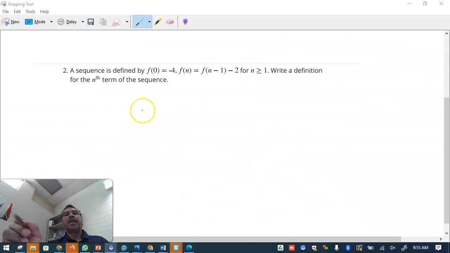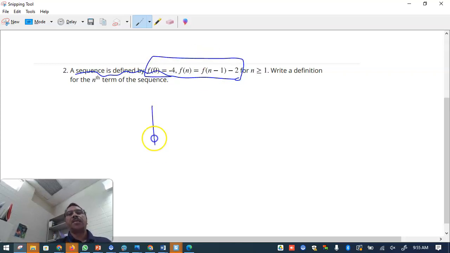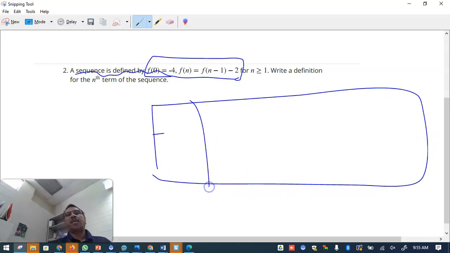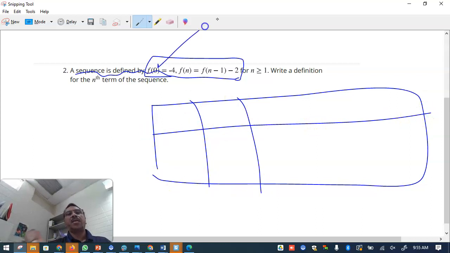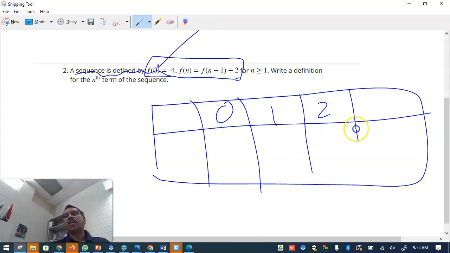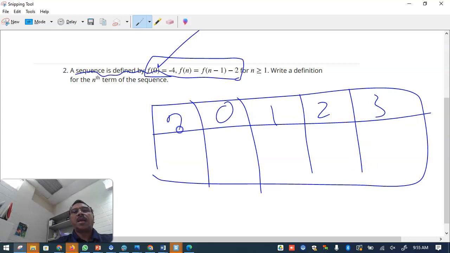So let's go to the second one. Yet another practice example. A sequence is given, doesn't say what, but just by looking at it, you know the sequence starts with 0. So there you go, 0, then 1, then 2, and then 3, and so on. And it's n and f of n.